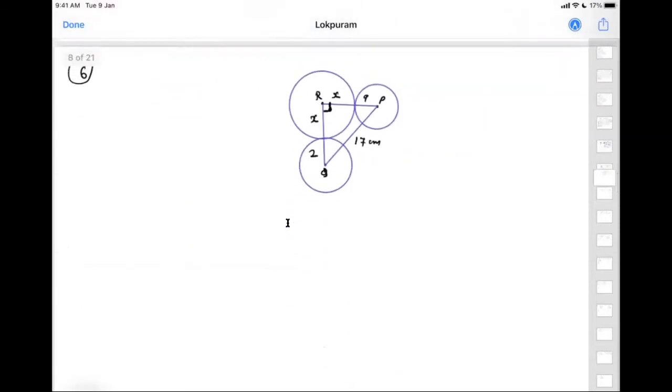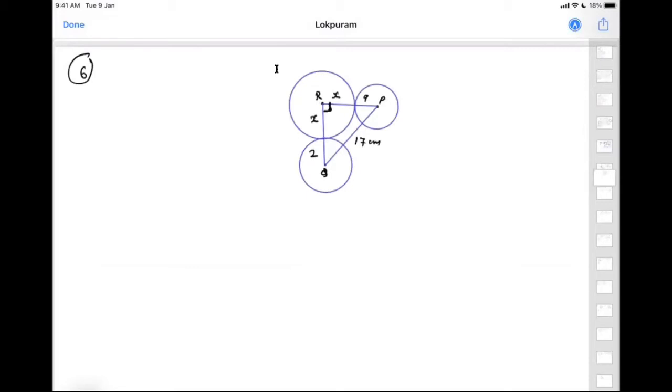Next question. P and Q are the centers of circles with radius 9 centimeter and 2 centimeter such that PQ is equal to 17. R is the center of a circle of radius x centimeter which touches the above two circles externally. See, the circle with center R touches the circle with center P and touches the circle with center Q. Now you have to find x.